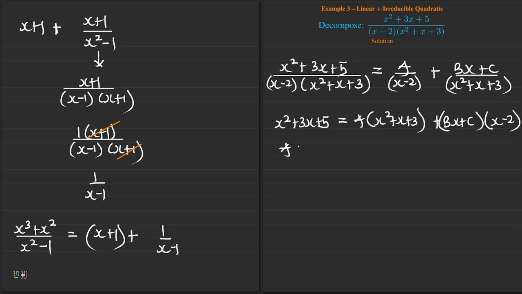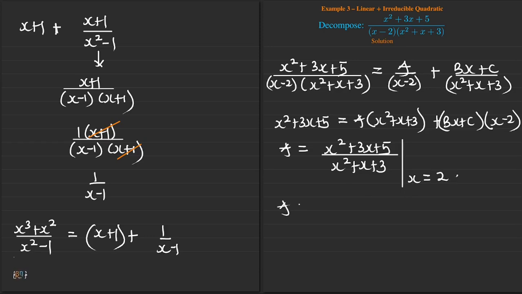Hence, solving for a, we know our a is always the numerator we have here, which is x squared plus 3x plus 5, all over this denominator but excluding that of the a, because it is a we are solving for. So we have x squared plus x plus 3. And we are evaluating it at the value at which a's denominator gives us 0. If x minus 2 is equal to 0, then it simply means x is equal to 2. So our x is equal to 2.